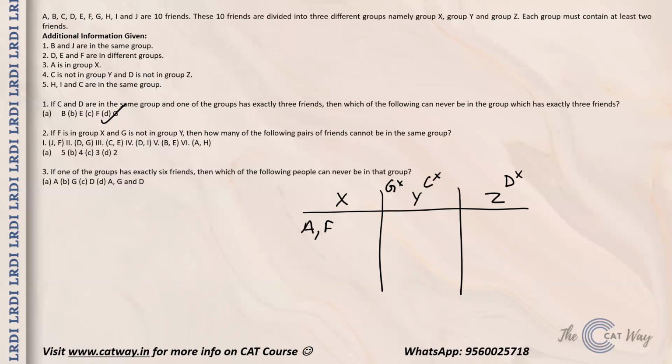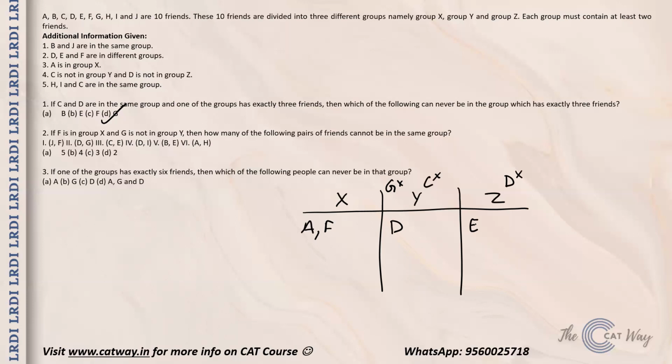Now you see that A and F are in group X, and you know D, E, F are in different groups. That means between E and D, one of them is in group Y and one of them is in group Z. Also, you know that D cannot go to group Z, so D will occupy this position and E will occupy this position. So this is the position that we have for them.